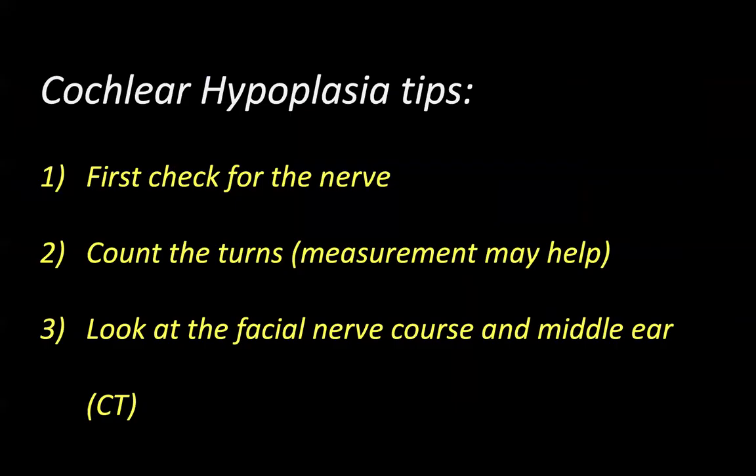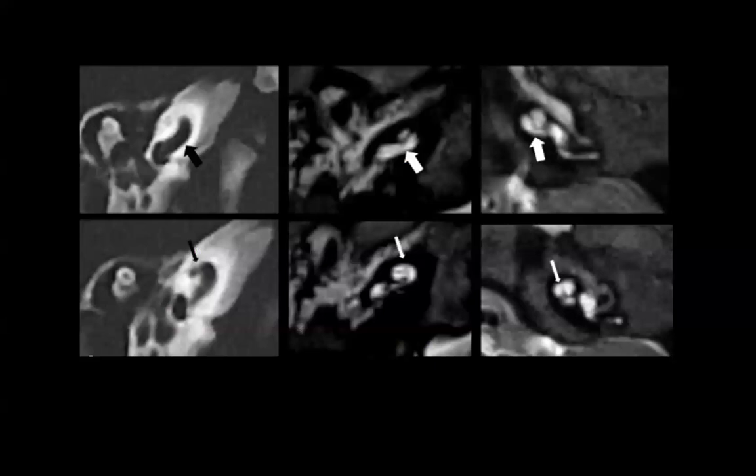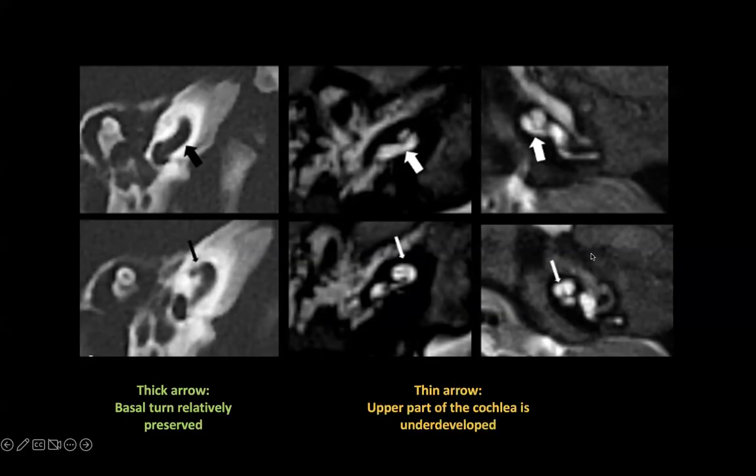Yeah? And also both of them can have displaced facial nerve. So what do you do if you decide that the cochlea is short? First check the nerve, then count the turns. You can have some measurement, but they are not extremely effective, especially if the cochlea is malformed. And look at the facial nerve course, and look, of course, at the middle ear on CT. These are three typical examples of cochlear hypoplasia. You see the thick arrow here show a relatively preserved basal turn, or at least the first half of it, but then the upper part is very hypoplastic and tends to be anteriorly displaced, okay?